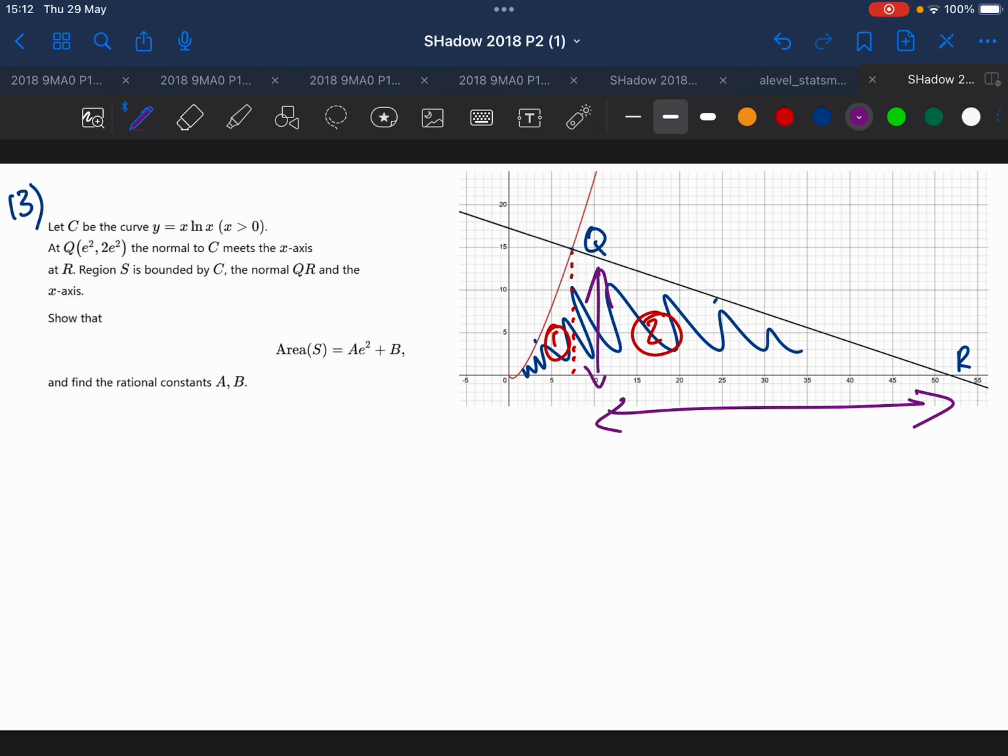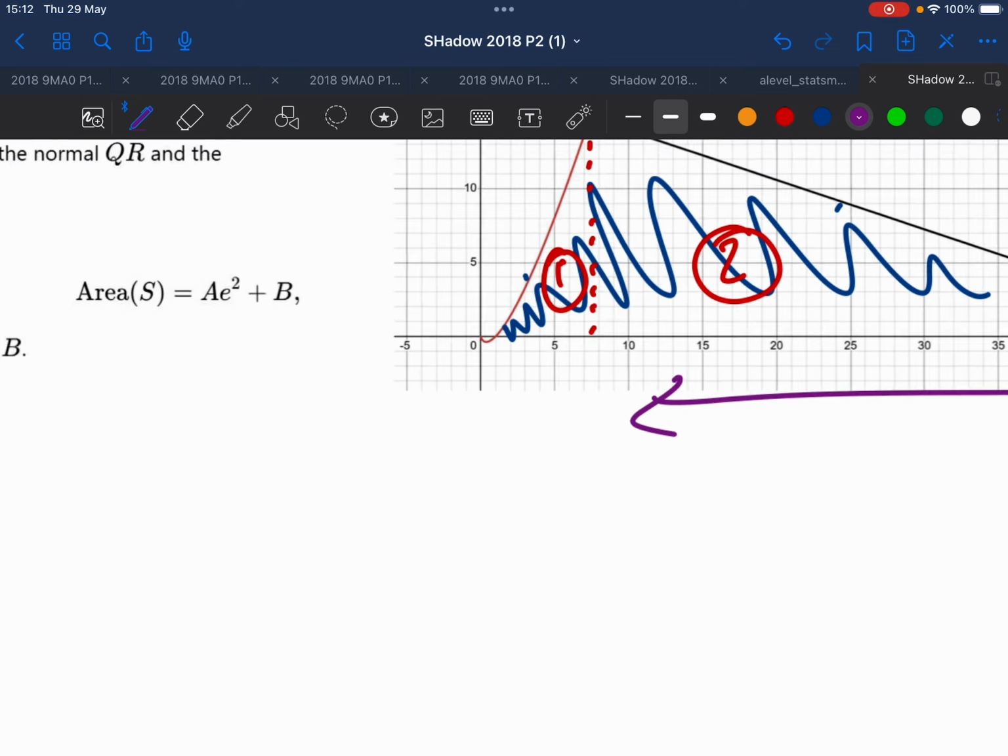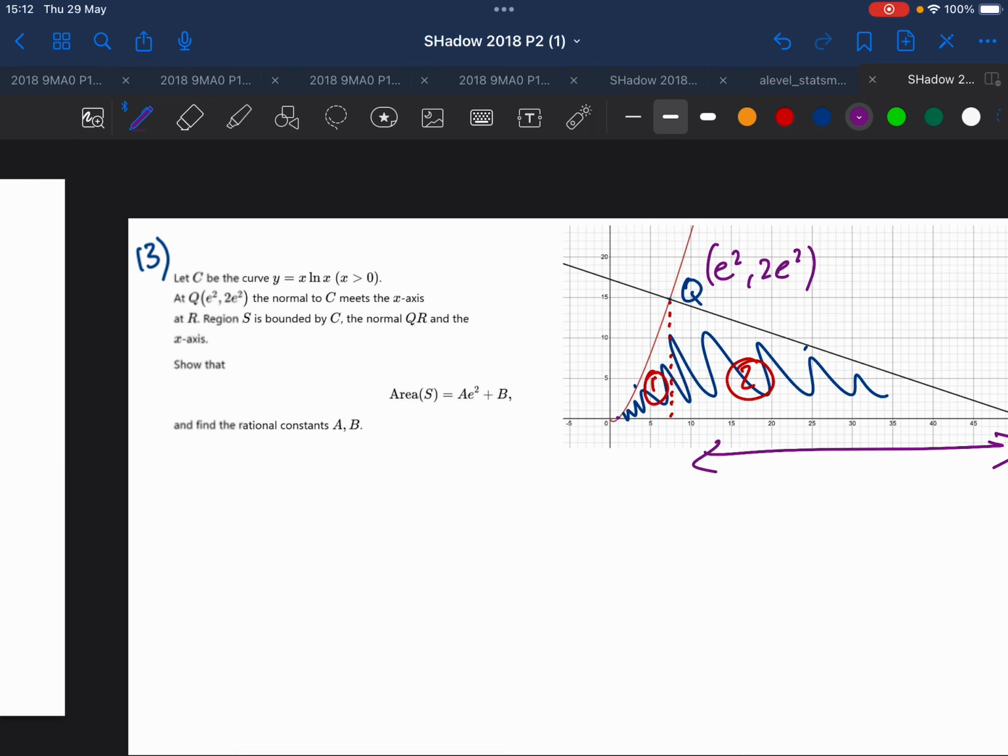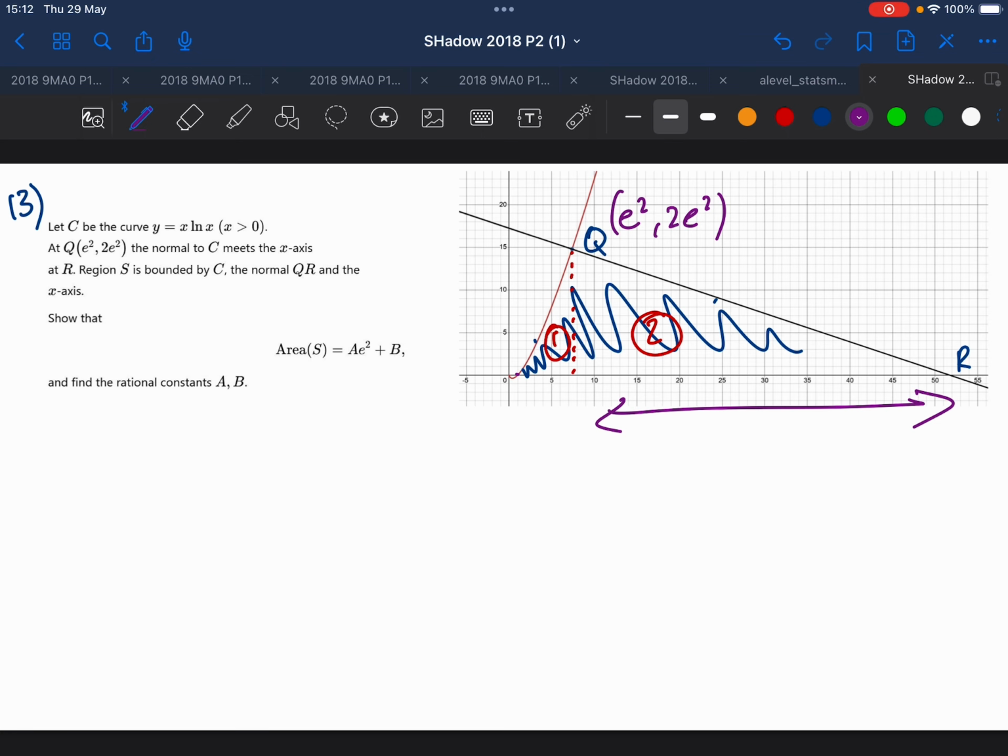We already know this bit, because we know the coordinate. In fact, it might be helpful just to write e squared, 2e squared here. And then the integration, how about the integration? Well, I suppose we need to find out a lower bound as well. It looks like that point's 1, but I'd need to actually show that that's 1. So we can get started in many different ways. But let's just do the integration for area 1 first, okay?